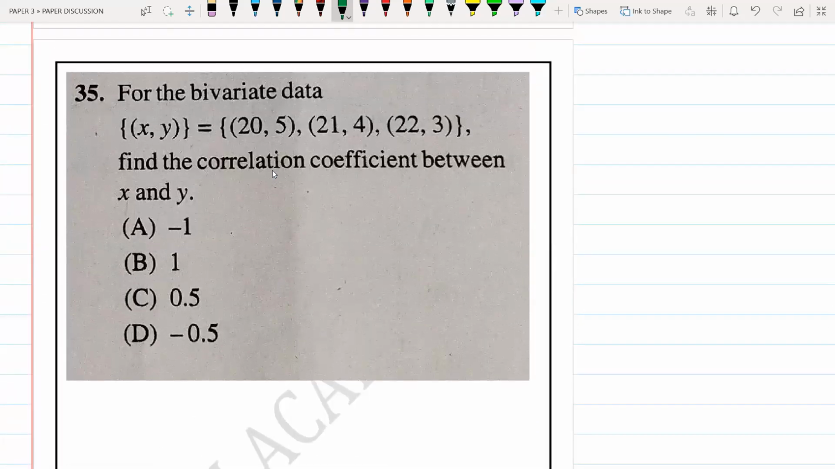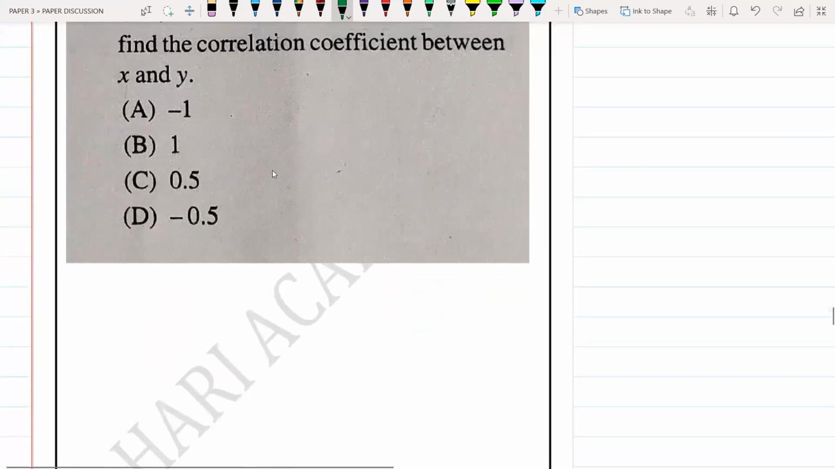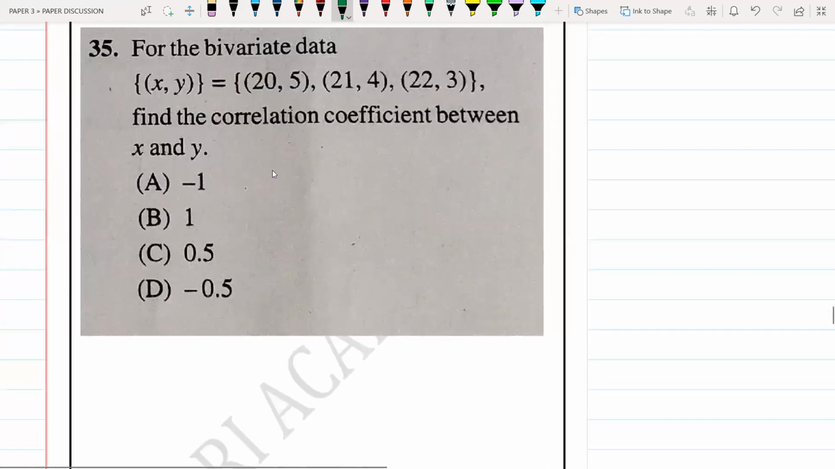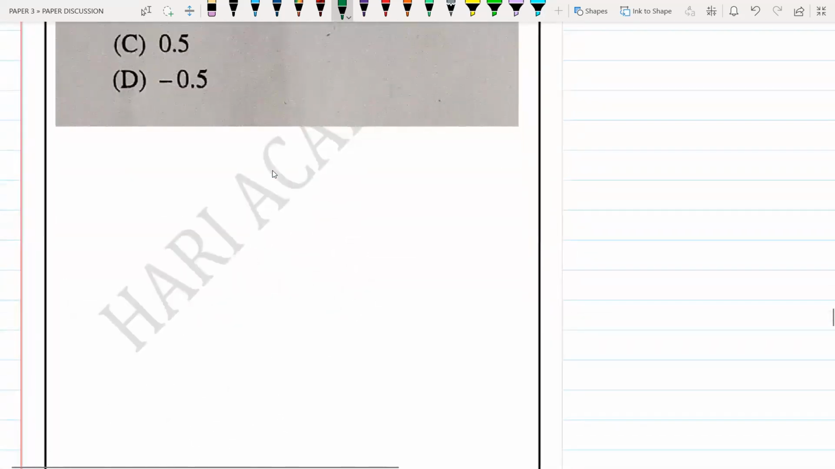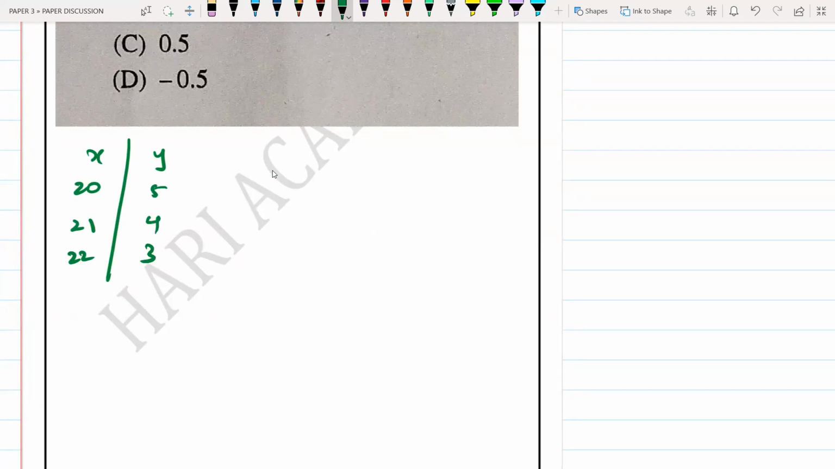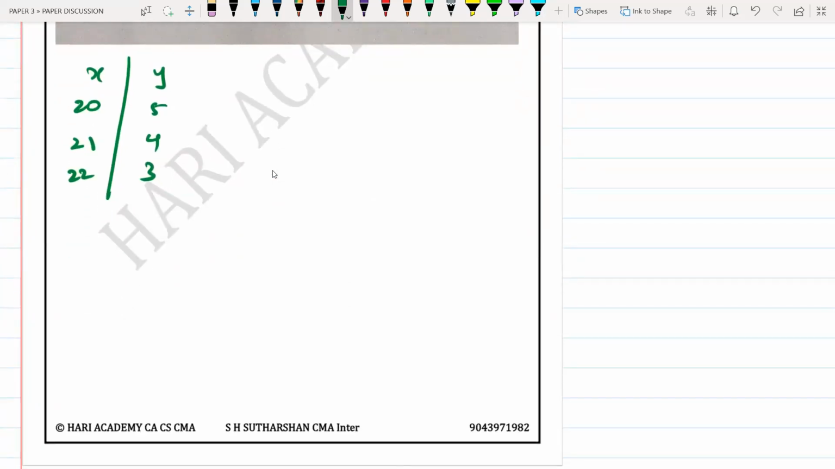What is the 36th one? Sorry, 35. The bivariate correlation coefficient between x and y. We have so many formulas, but they are given with two data, x and y. What is the x value they have given? 20, 21, 22 and 5, 4, 3. They have given these. So we have the formula. I will try to make it up.